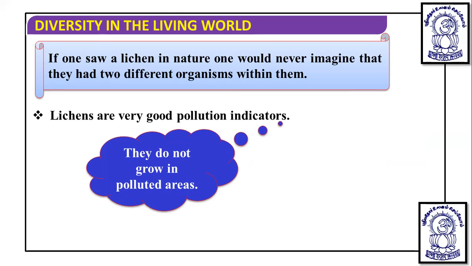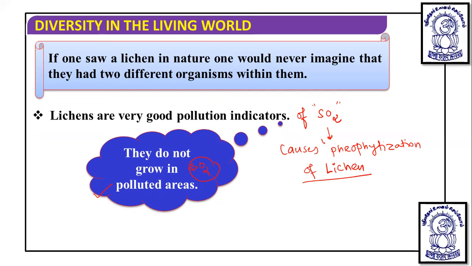They do not grow in polluted areas. But polluted areas of what? It is known that lichens are very good pollution indicators of SO2, that is sulfur dioxide, and they do not grow in SO2 polluted areas, because SO2 causes phaeophytinization of lichen. Now the question is, what is phaeophytinization?